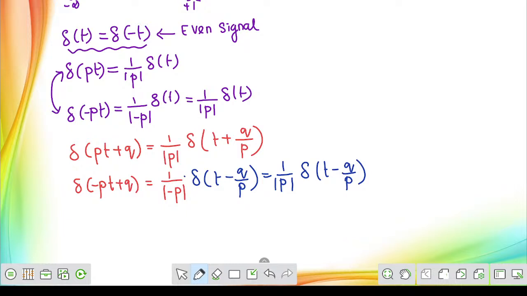So it is very important to know its properties properly. If you don't remember these things clearly, definitely it will affect you. So try to understand what I am trying to conclude from here. Now let us see another most important property of the impulse function.